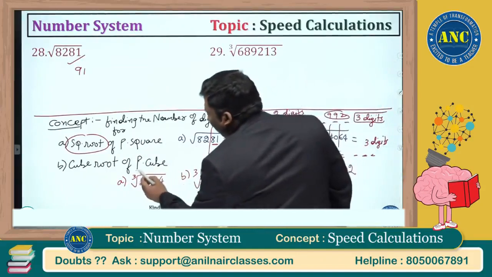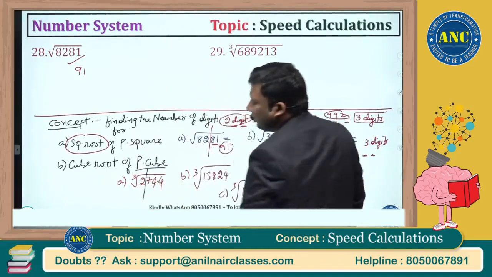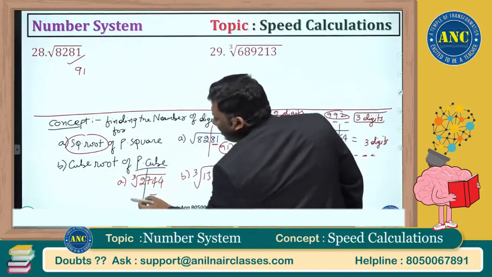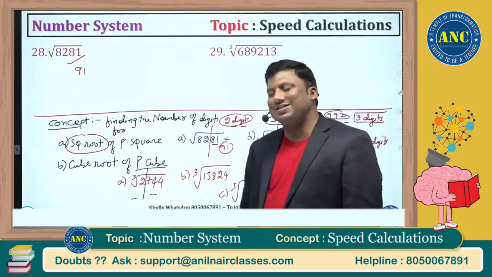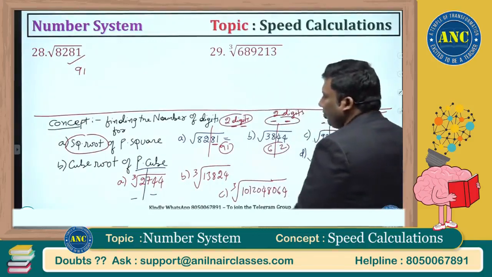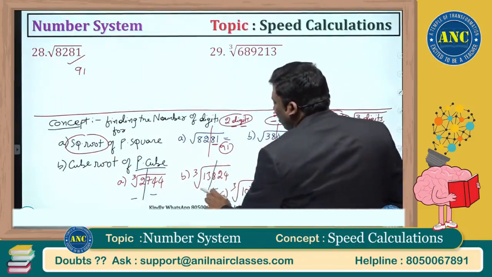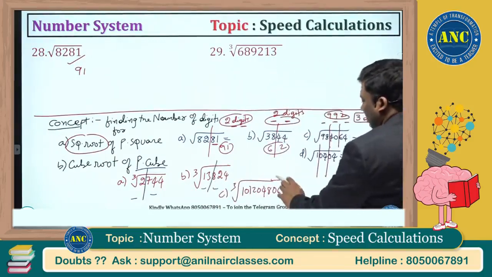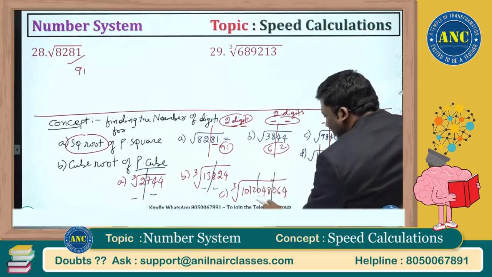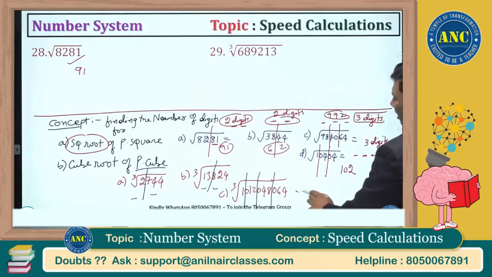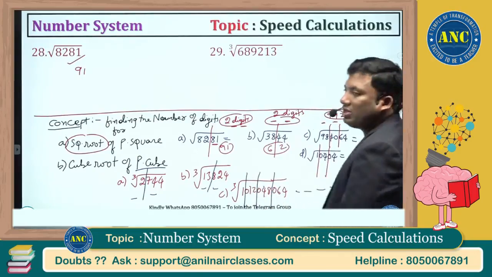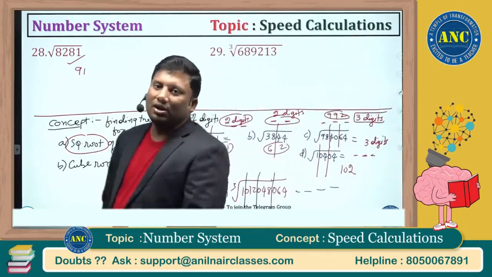If it is a perfect cube, take a group of 3 digits. How many such groups of 3 digits are there? 2 is a single digit, you can write it as 002. Two digits, one group, another group. Take a group of 3 digits. One can be written as 001. The answer will have how many digits? 4 digits. The answer will have 4 digits.